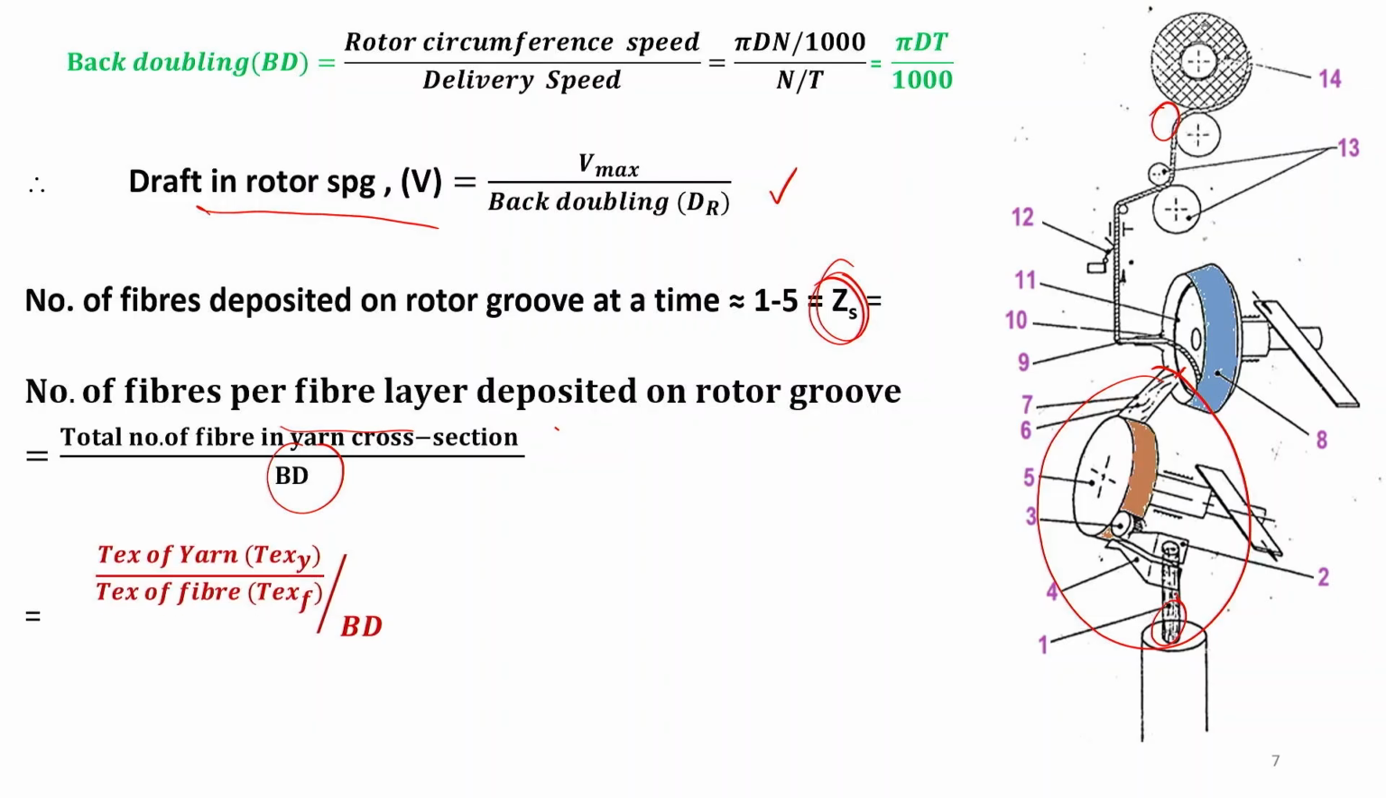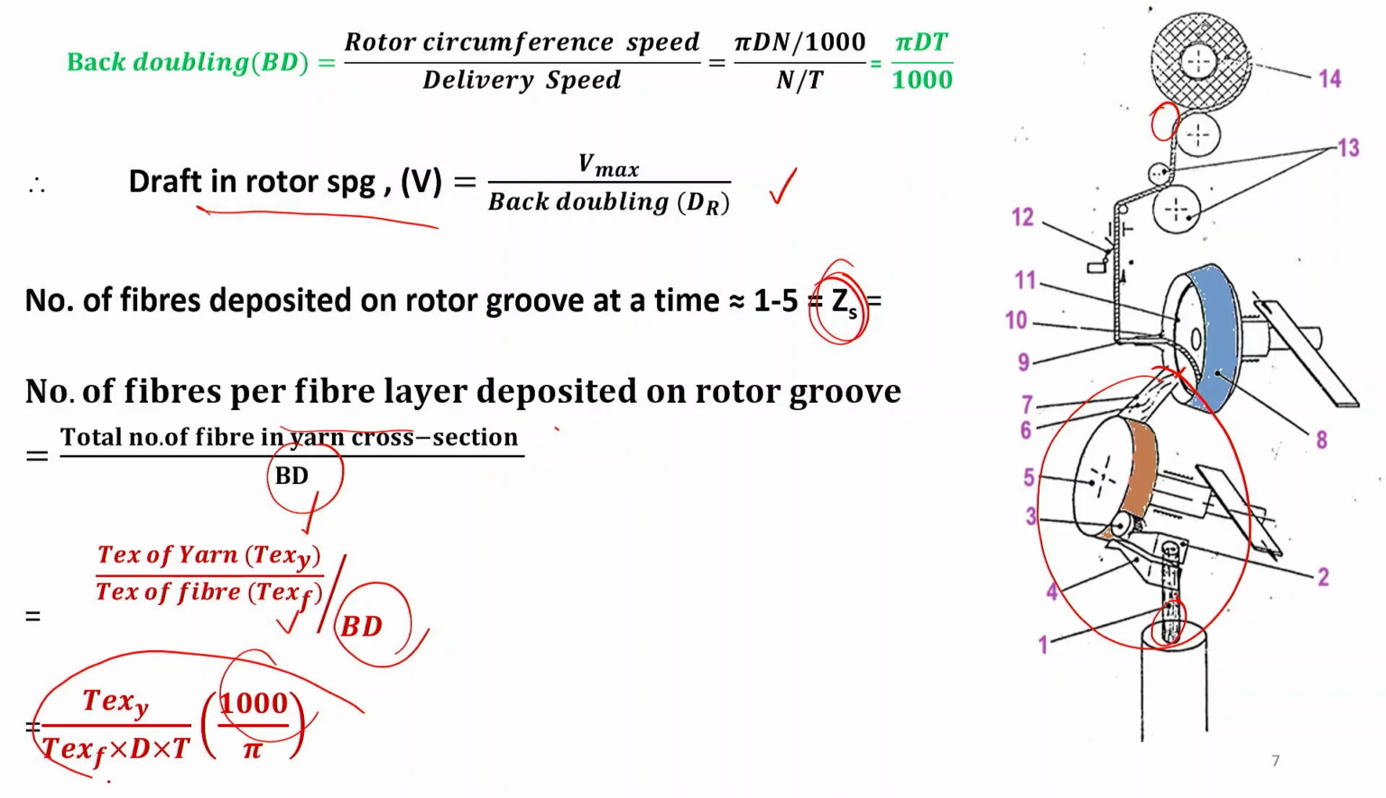The number of fibers in the yarn cross section is the tex of yarn divided by the tex of fiber, and divided by back doubling. And we know back doubling is pi dt divided by 1000. So, this is the relationship where the number of fiber layers deposited on the rotor groove can be calculated using any of these formulas.